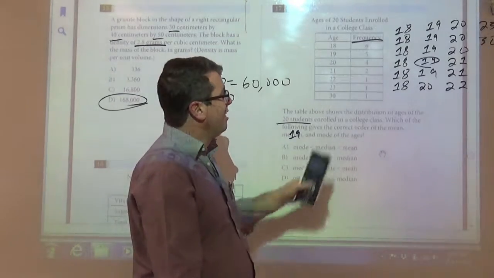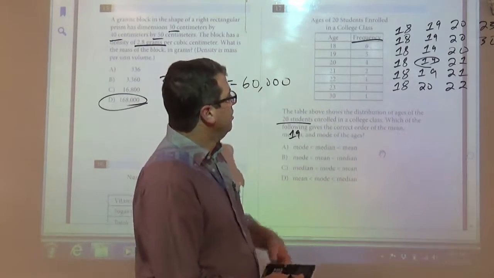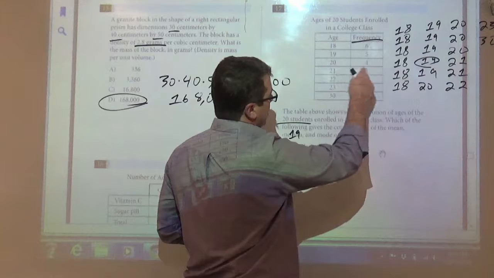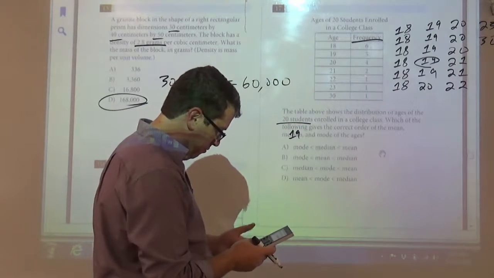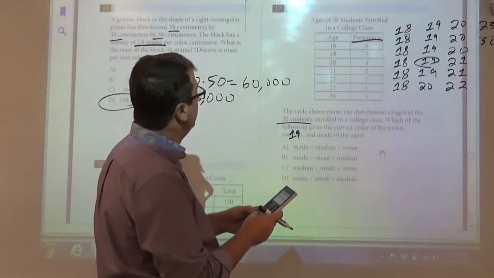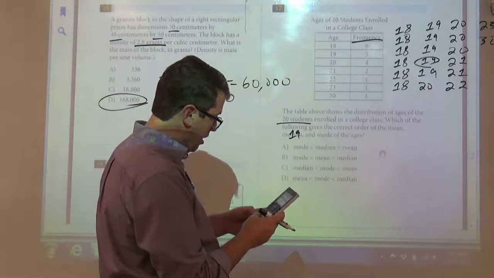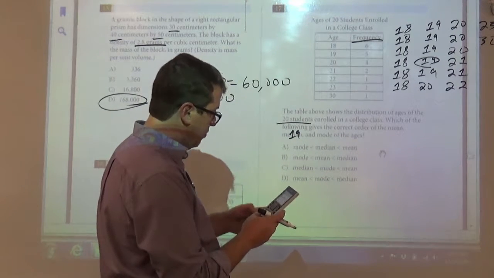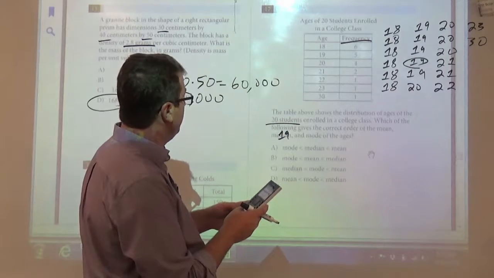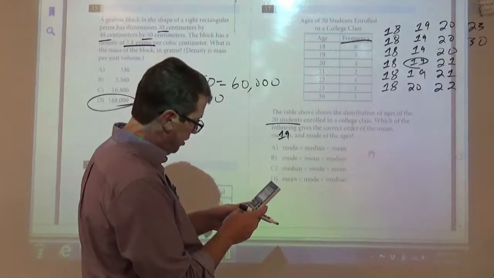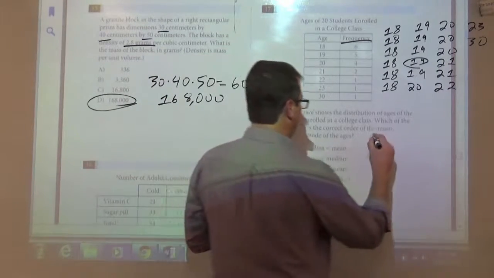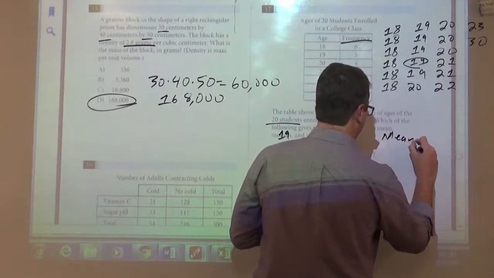For my mean, I need to actually add all these up and divide by 20. You can just type all of these in and add them up, or you could do 6 times that, 5 times that, and add all that stuff up. I'm just going to multiply. 18 times 6 plus 19 times 5 plus 20 times 4 plus 21 times 2 plus 22 plus 23 plus 30, and all of that is divided by 20. So that means my mean is 20.